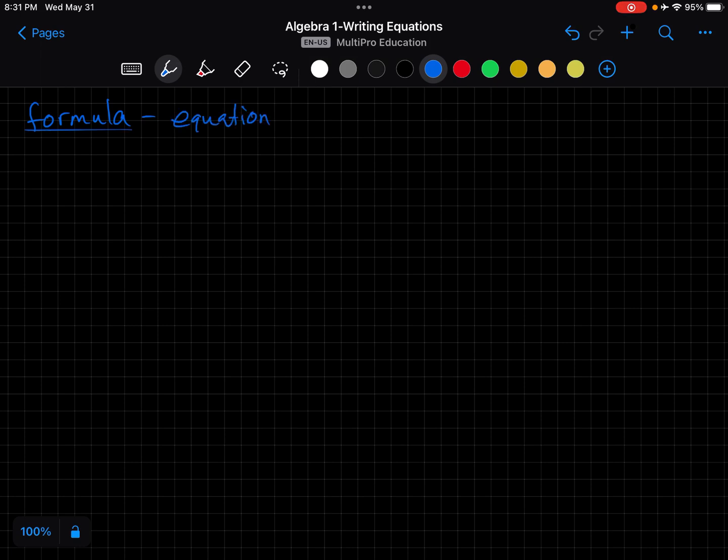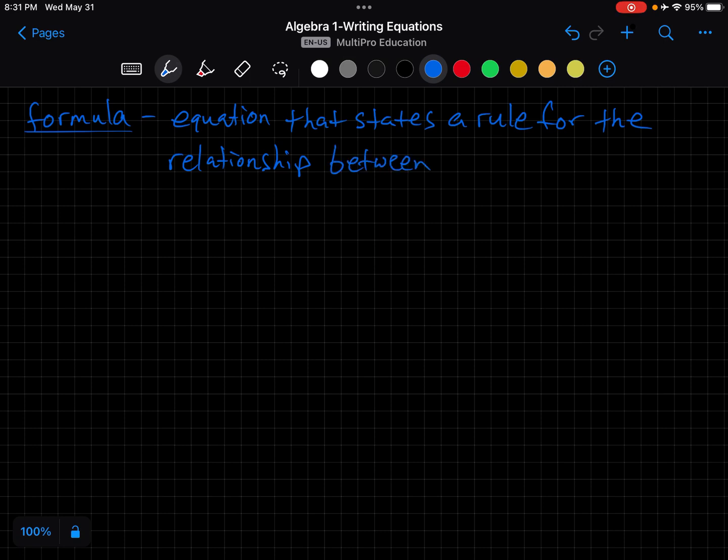Okay, so this is an equation that states a rule for the relationship, and sorry if you hear baby number 3, between certain quantities. Okay, so this kind of just shows how different quantities are related through an equation. Equation has equal sign, right? So let's look at an example.